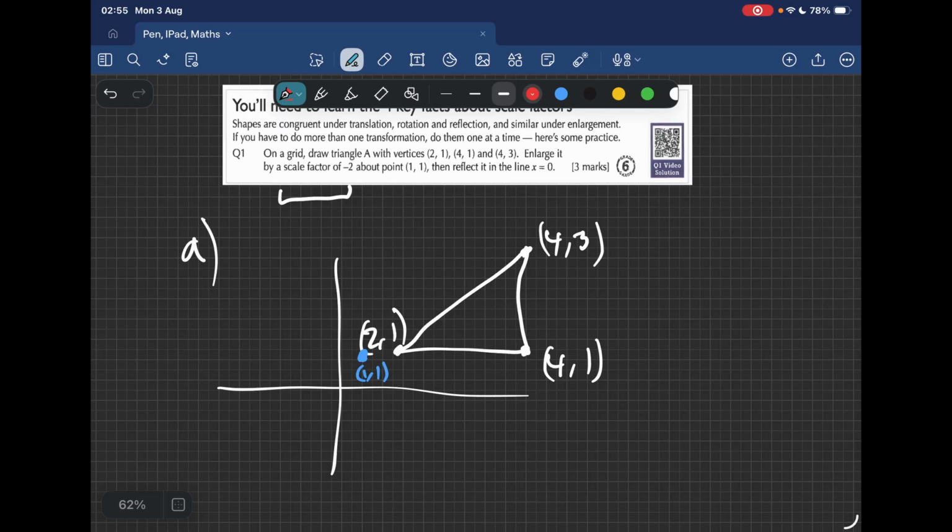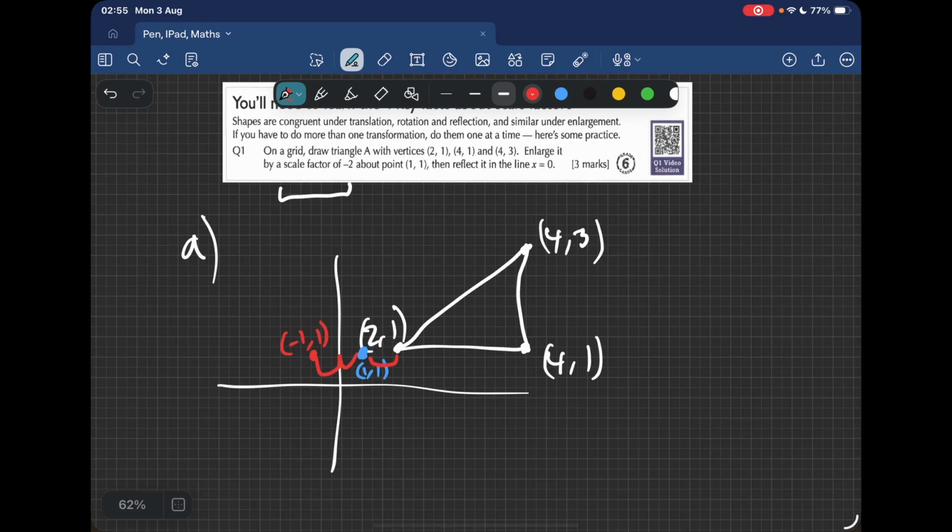If originally it was 1 away from the center of enlargement, when you enlarge it by a scale factor of -2, it's going to be 2 away in the other direction. So our first point on this enlarged triangle is going to be (-1, 1), because it's 2 away from the center of enlargement.